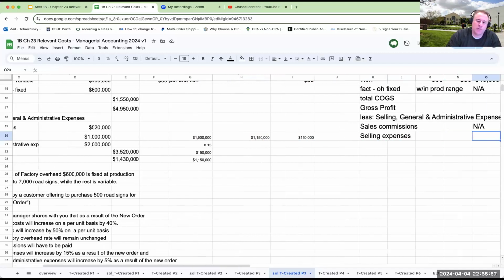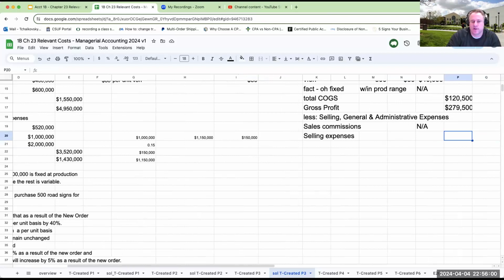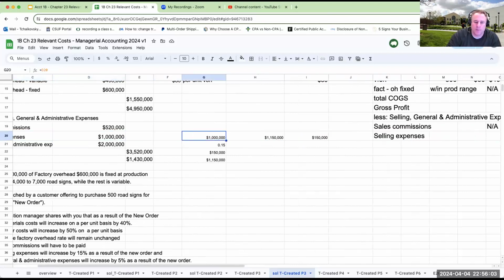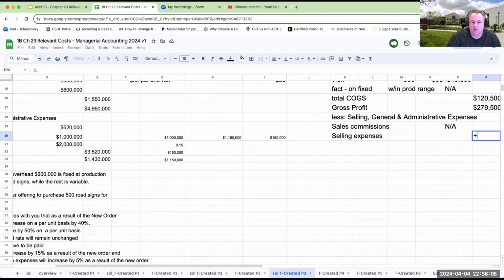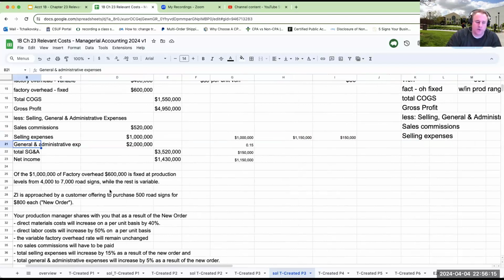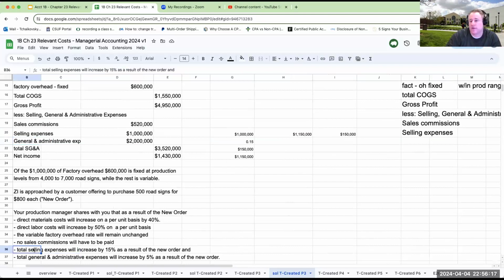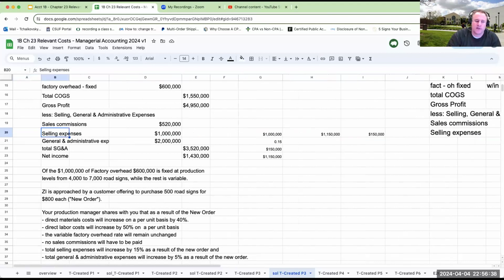So if I am choosing to accept this additional business, my selling expenses will go up by 15%, or 150,000. You have to make sure that you're reading this part correctly. Again, it's not going up by 150%. The total selling expenses will increase by 15%. So if I take the new business on, it's going to jump up to 1,150,000. Therefore, that incremental or additional cost is going to be 150,000. Let's go to the next one.